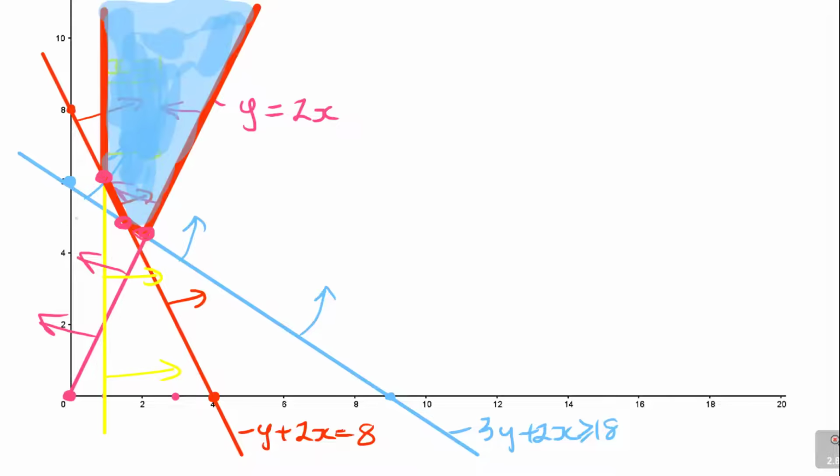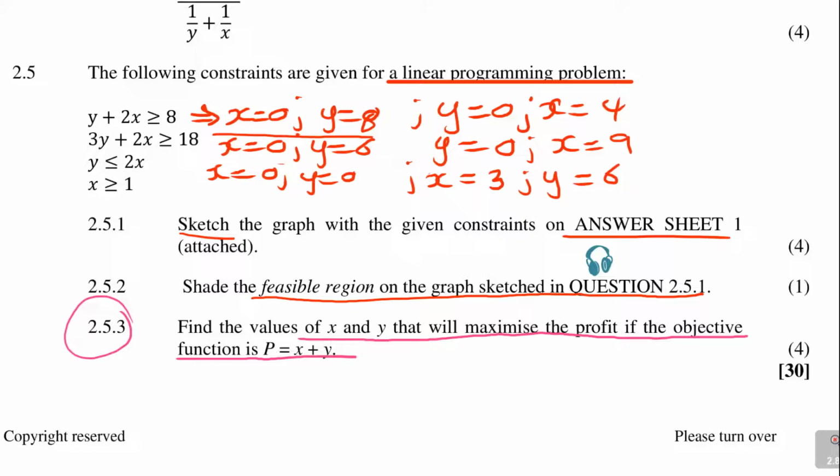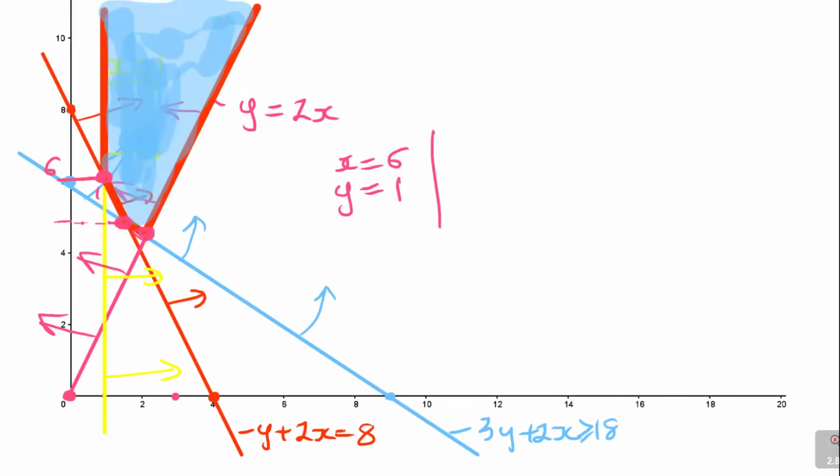Now, what do we have in these corners? So here, just an estimate, you see that is a 6 and a 1. So you have got x is equal to 6, y is equal to 1. And then you can try this other one. What is this value? And then they say to use the graph. Am I right? Find the values of p that will maximize the profit. It's 4 marks, but I can actually use the two graphs where they meet. It's more like you're solving a simultaneous equation.